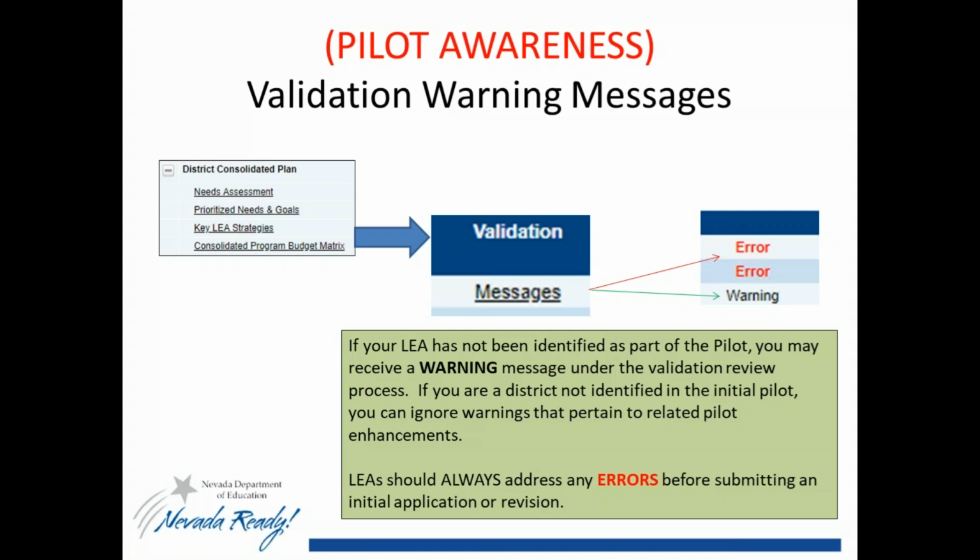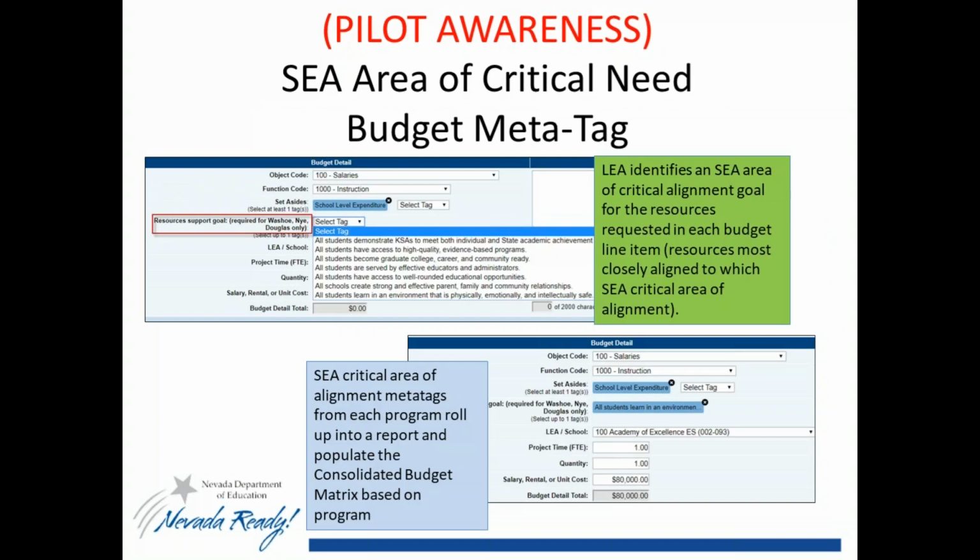Districts should always address errors that are identified in the validation column before attempting to submit. The ePAGE system will not allow users to submit if errors are present, so make sure that those are corrected before you submit. Besides the District Consolidated Plan section I previously mentioned, there is one other area that may look unfamiliar to non-piloted districts. And that is the SEA Area of Critical Need Budget meta tag.